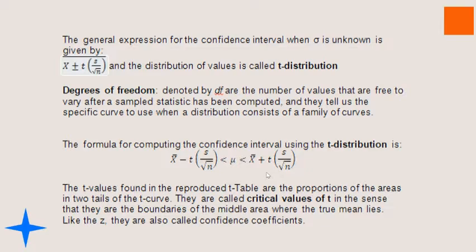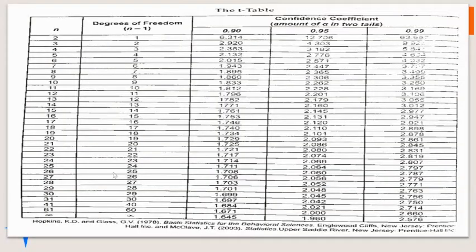The t-values found in the reproduced t-table are the proportions of the area in two tails of the t-curve. They are called critical values of t, in the sense that they are the boundaries of the middle area where the true mean lies. Like the z, they are also called the confidence coefficients. This will be your t-table. Note that in the table, the t-values are based not on sample size n, but on degrees of freedom, which is n minus 1.